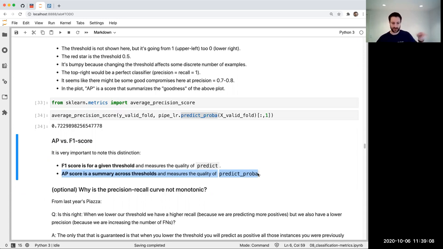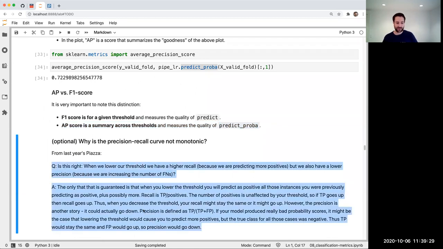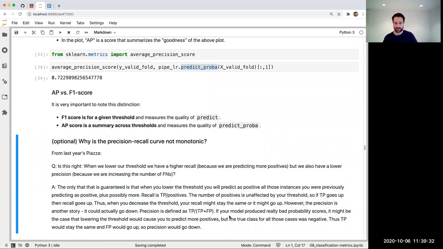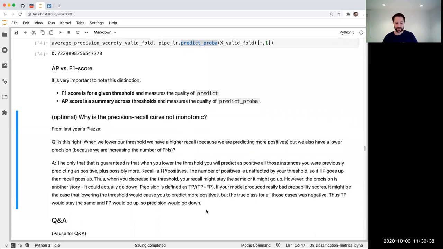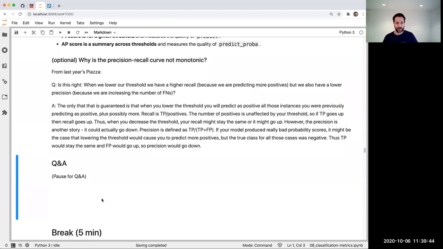Okay, yeah, so this whole thing of the curve going down when you think it would go up was asked on Piazza last year, and I pasted in a paraphrase of the question and my answer from last year. These things are very confusing, and I don't want to go into it too much right now, but take a look through this and we can follow up on Piazza if you want. I'm just afraid that if I go down this path, I'll waste a bunch of time in class. Any other questions before we take a break?